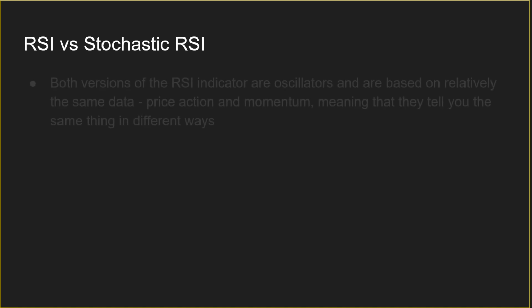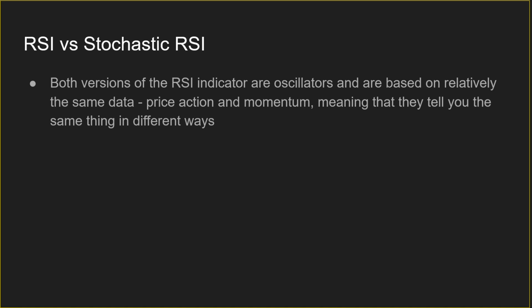Let's talk a bit about the differences between the RSI and the stochastic RSI. So both versions of the RSI indicator are oscillators and are based on relatively the same data, right? Both RSIs are made up of price action and momentum, the rate of change, meaning that they tell you the same thing, but in different ways. And it's also important to remember that the stochastic RSI is based off of the RSI itself. It's just calculated using a different formula.